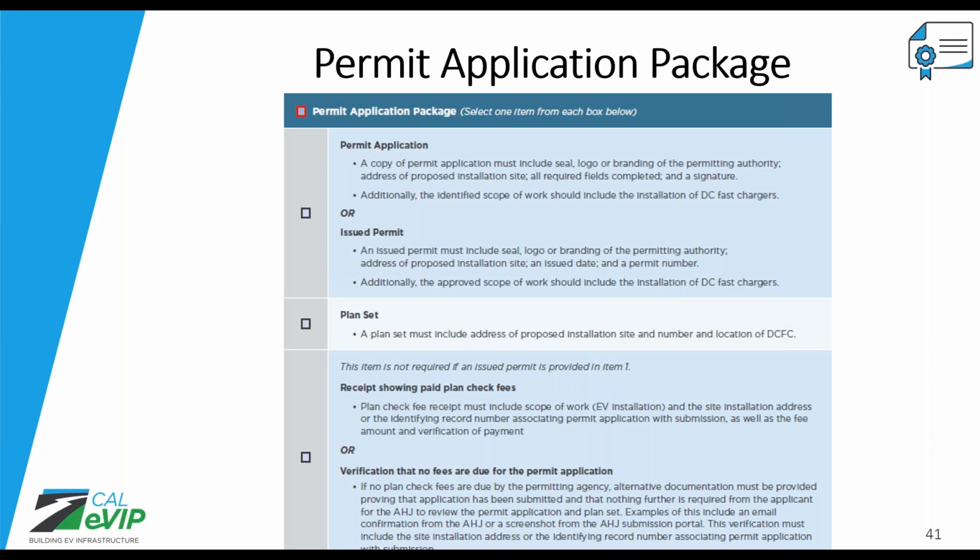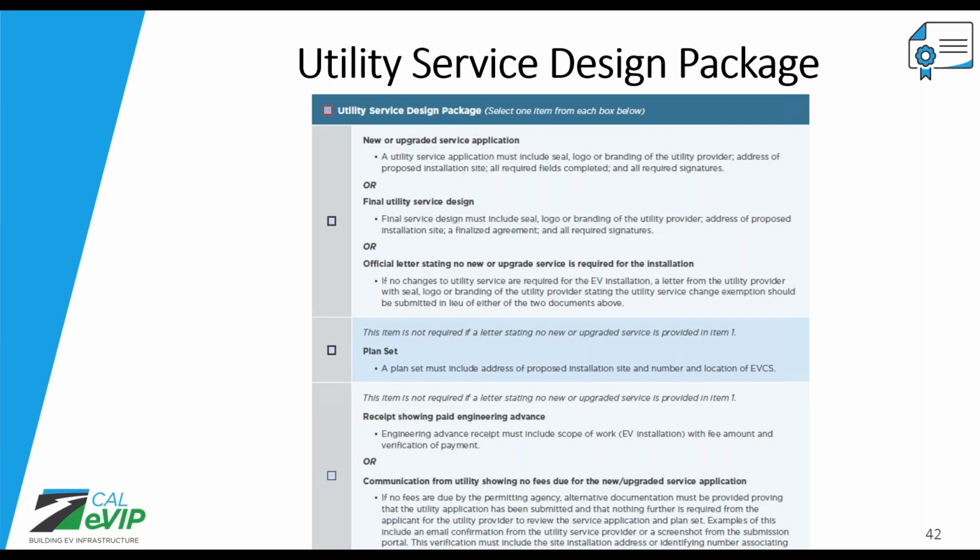Now, if you're operating in an AHJ that does not require fees due at the time of permit application submission, we simply need to see some alternative documentation that proves that your application has been submitted and that nothing further is required from the applicant in order for the AHJ to review the permit. Examples of this might be an email confirmation from the AHJ saying received, or a screenshot from an AHJ submission portal showing that nothing further is due. Either way, the receipt or the verification documents must match the permit application.